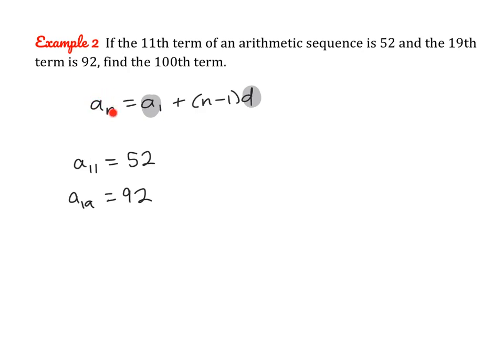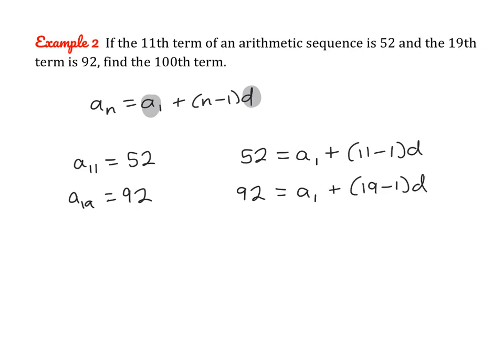Again, here we put what the term is. So here we would put 52, which is the 11th term, equals a sub 1, which we don't know, plus n would be 11 in this case because it's the 11th term. So 11 minus 1 times d, which we don't know. And then for the second piece of information, the term is 92, and that's the 19th term, so that's our n value. 19 minus 1 times d.